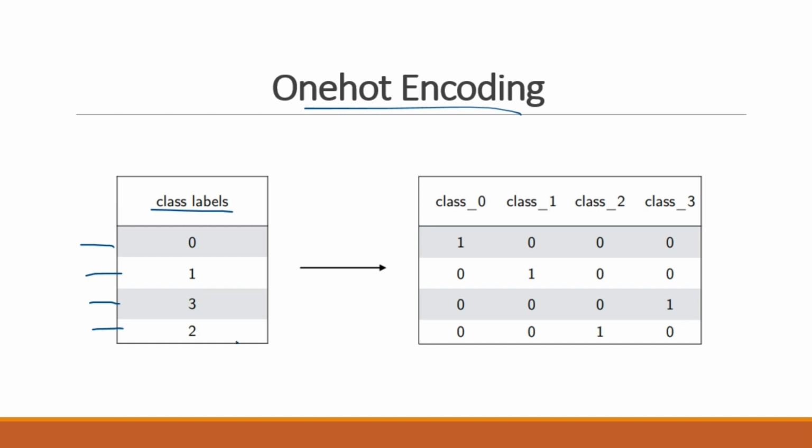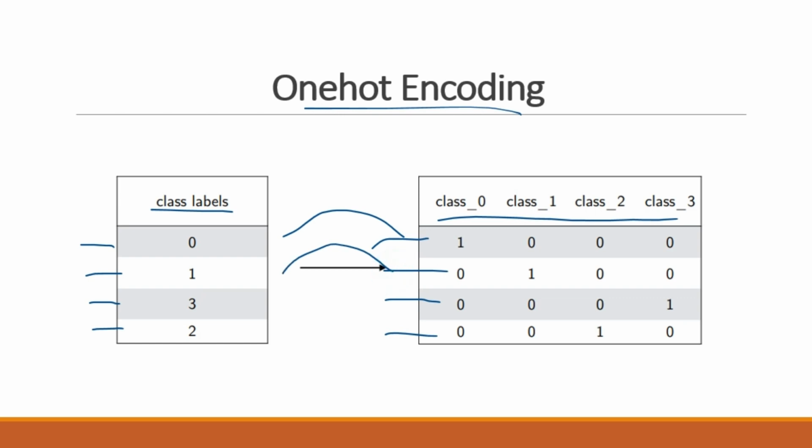We can convert this into a one-hot encoding on the right hand side here. So we have now a column for each possible value. So class 0, 1, 2, and 3. And each row still represents one training example. So here, this is still the first training example. The second row is the second training example. The third is the third. And then there is the fourth. So this still refers to training examples 1, 2, 3, and 4.